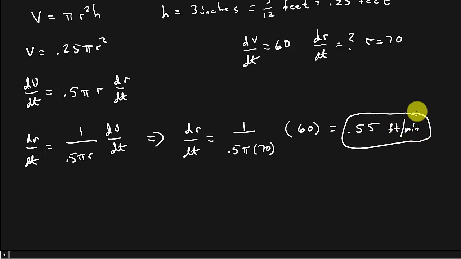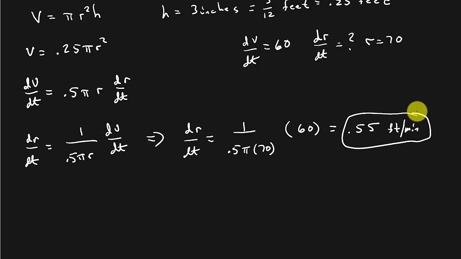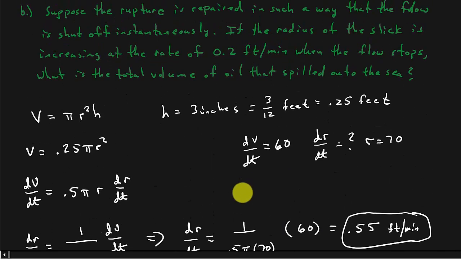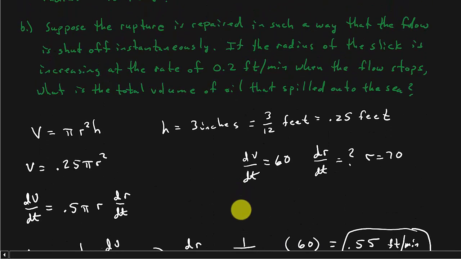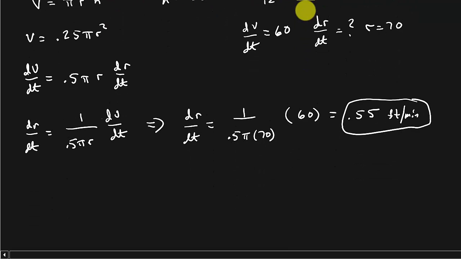Okay, that's how fast the radius is increasing when the radius is at 70 feet. All right, part B. Suppose the rupture is repaired in such a way that the flow is shut off instantaneously. If the radius of the slick is increasing at the rate of 0.2 feet per minute when the flow stops, what is the total volume of oil that's spilled onto the sea?